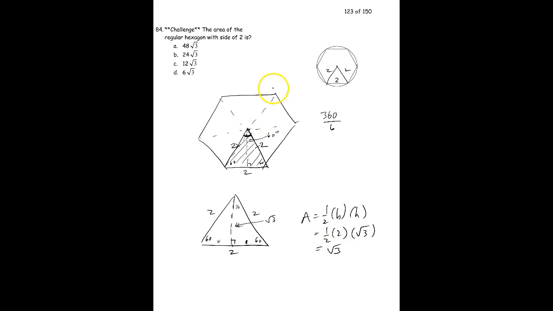But remember, we have 6 triangles we have to account for here, so we're going to multiply this whole thing by 6. 6 times √3 is 6√3, which will get you an answer of D.